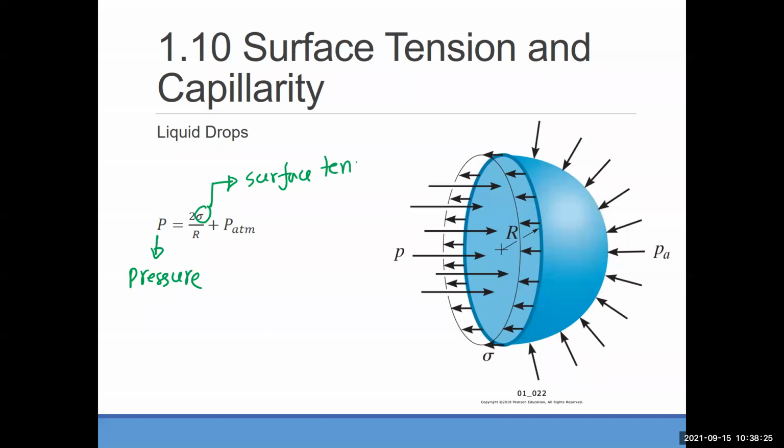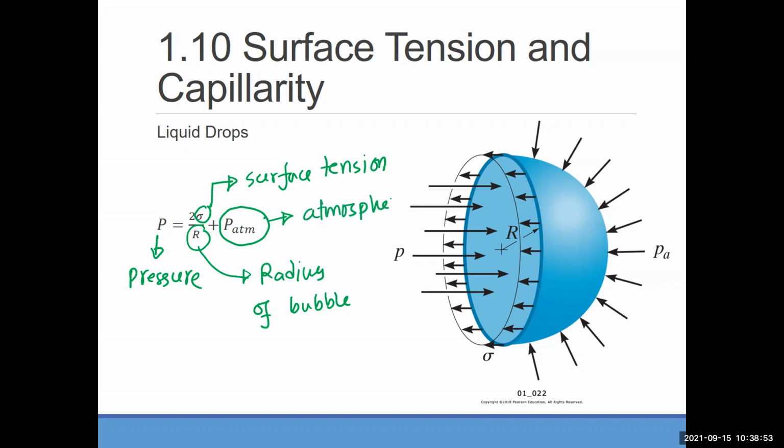This sigma is the what? Surface tension, right? What about this R? This R is the radius of the what? Bubble or drop, right? And this P at PATM, what is that? Atmospheric pressure, yes. So if we use gauge pressure, this will be 0. If we use absolute scale, it should be 101.3 kilopascal.